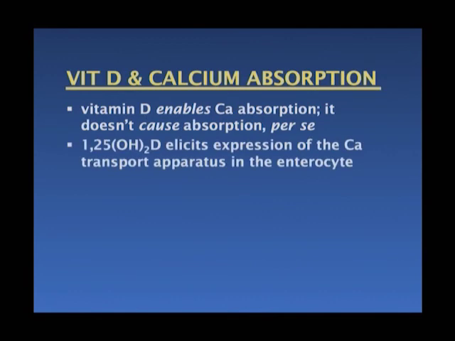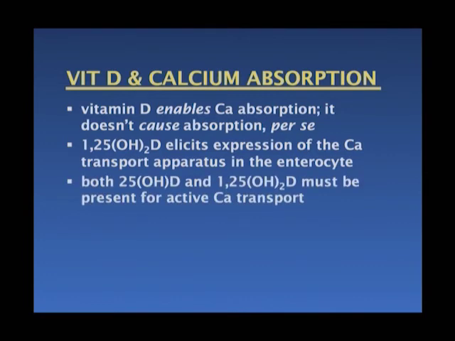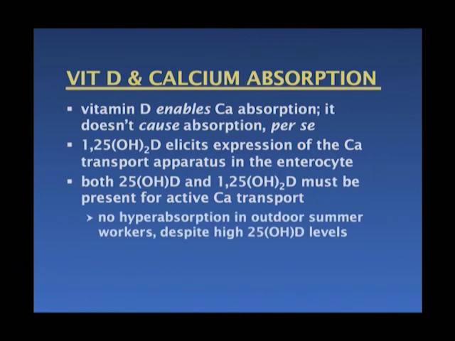It's 1,25-dihydroxy vitamin D, which is controlled by the body. That's what elicits expression of the calcium transport apparatus in the intestinal lining cell. But we've only just recently realized that you have to have both molecules, both 25-hydroxy-D and 1,25-D, present for the enterocyte to absorb calcium adequately. And the evidence for that is that we do not see hyperabsorption in outdoor summer workers, despite the fact that they have high blood levels of 25-D. It doesn't cause calcium absorption.